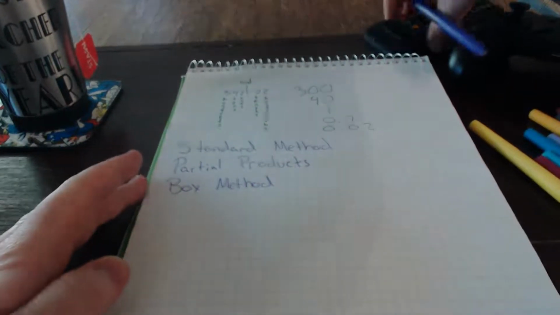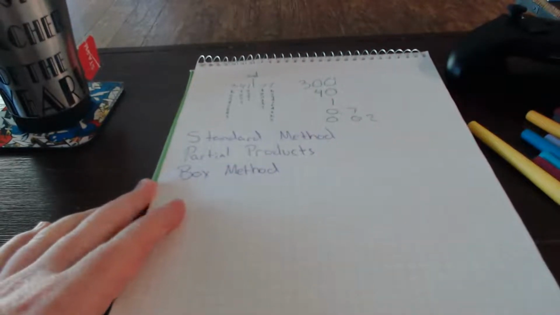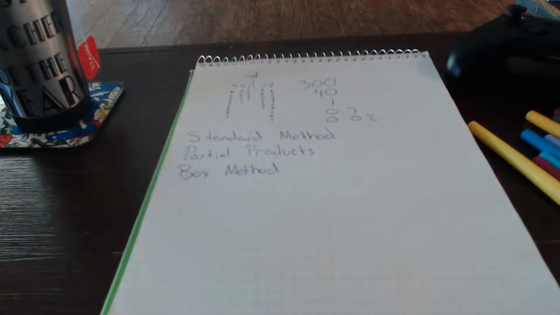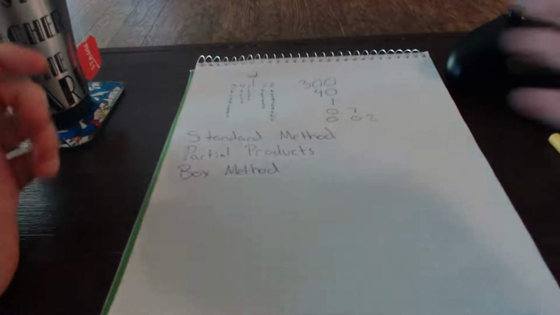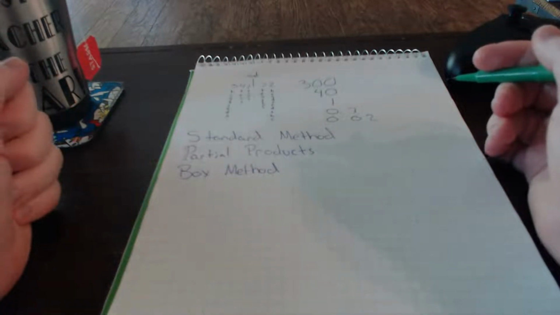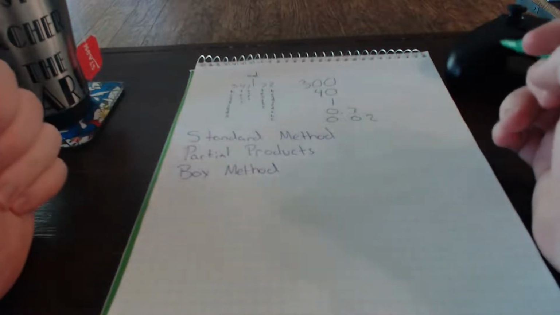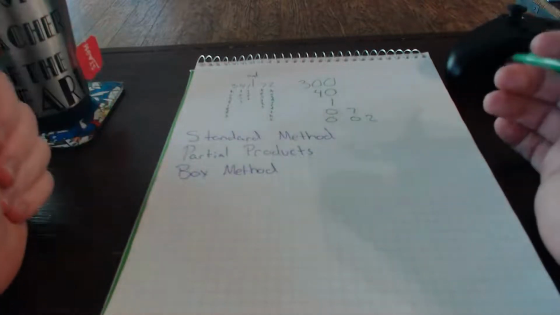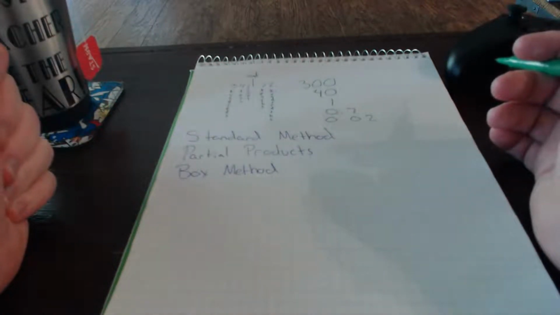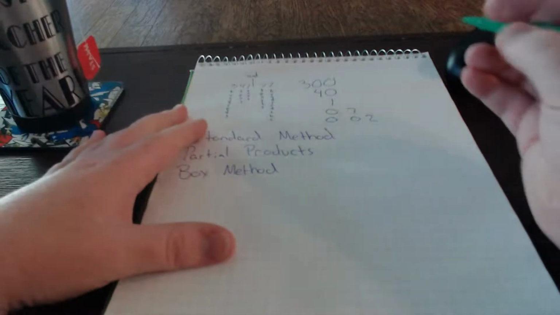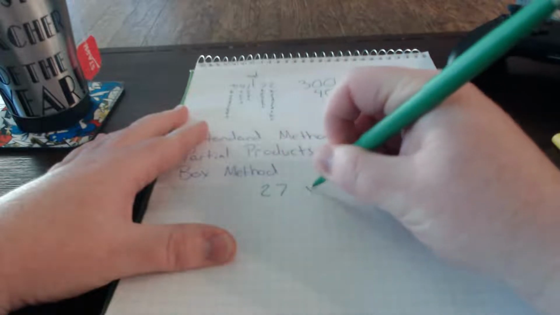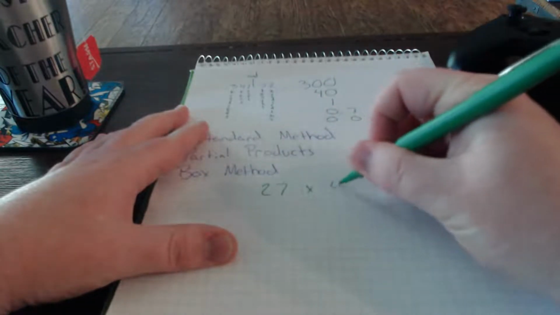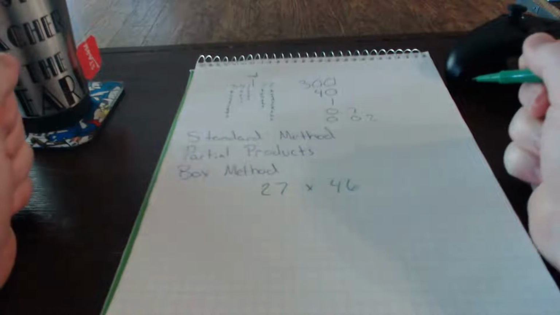Let me scooch this up just a little bit, move that remote out of the way. And here we go. So the box method can be used for any size number. It's typically used for 2- and 3-digit numbers just because those are the ones where people have trouble with, and it's just helpful to break the numbers apart. So what you do, let's say I had the number 27 and I was multiplying it times 46. Okay.